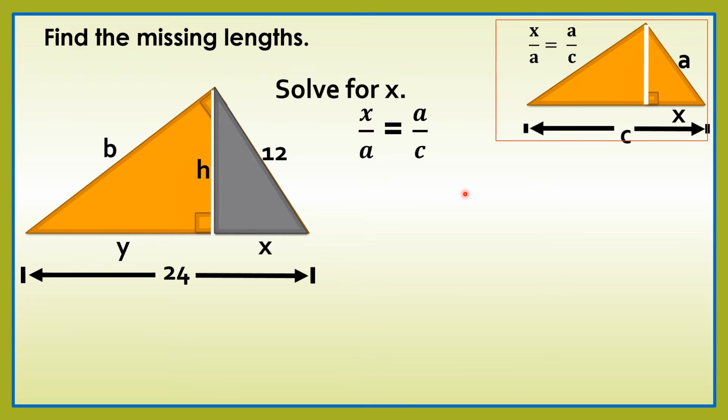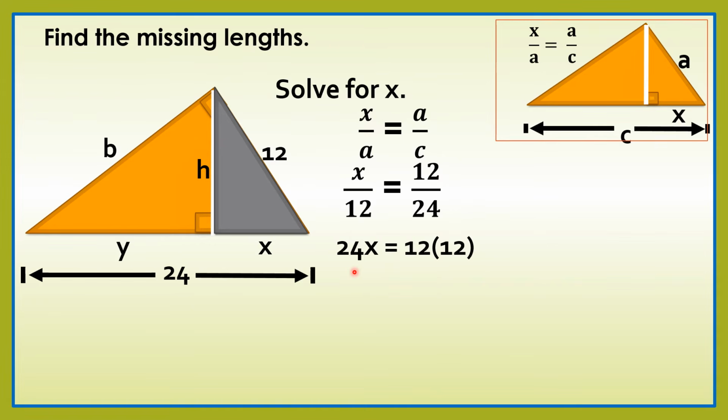So, substitution lang gagawin natin. Ang x natin is unknown, ang a natin ay 12, ang a natin ay 12 again, at ang c natin ay 24. So let's have here, x over 12 is equal to 12 over 24. Then cross multiplication, x times 24, at saka 12 times 12. So we will have now, 24x is equal to 12 times 12. Then multiply natin itong dalawa, we will have now 24x is equal to 144.